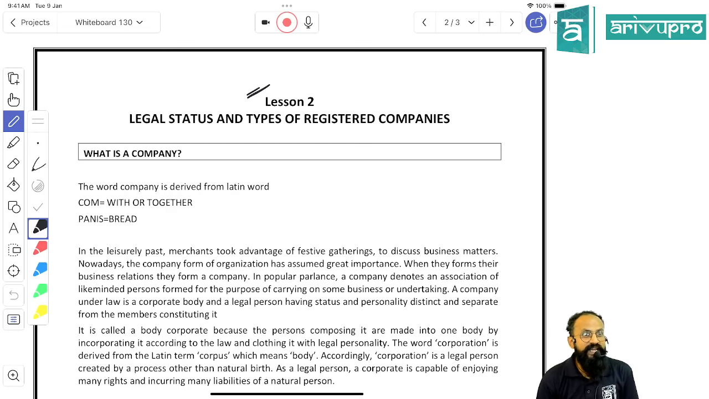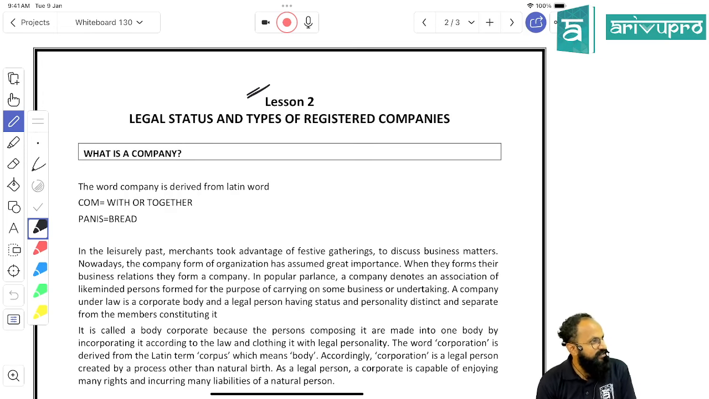It is a separate legal entity. What do you mean by separate legal entity? It is different from the owners. Okay. And what else do you know? What are other natures, characteristics? Perpetual succession. Okay, and what is perpetual succession? There is no end for the company.